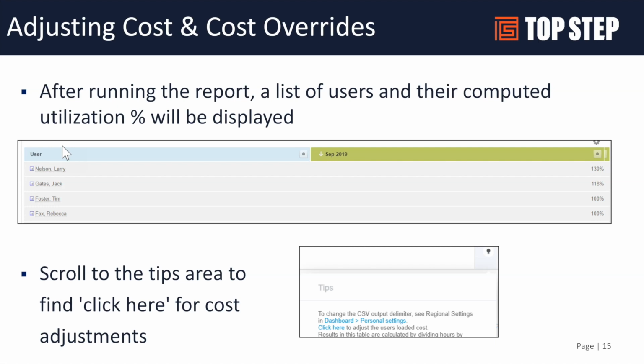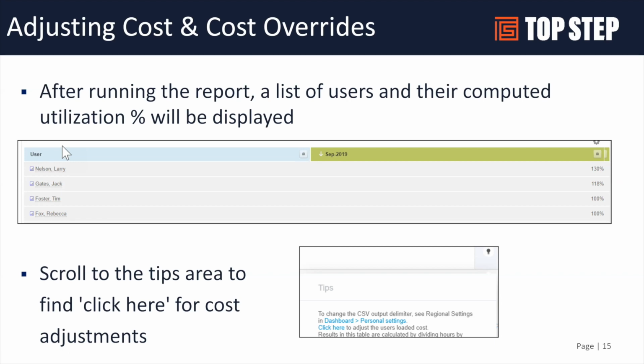But the 130 and the 118 rather, will adjust the cost for that period to lower the cost so that you get more accurate cost reporting. Once you run this report, go up into the tips section, the light bulb at the top, and there is a click here to adjust users loaded cost.